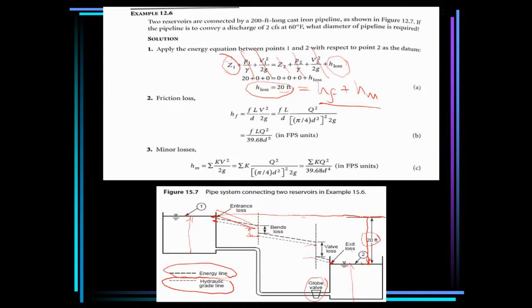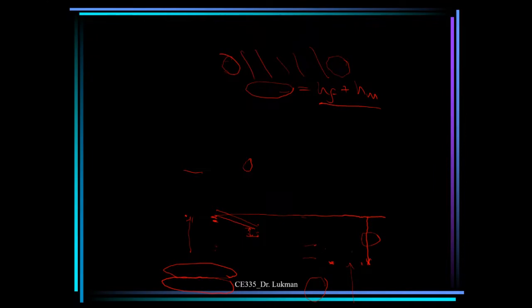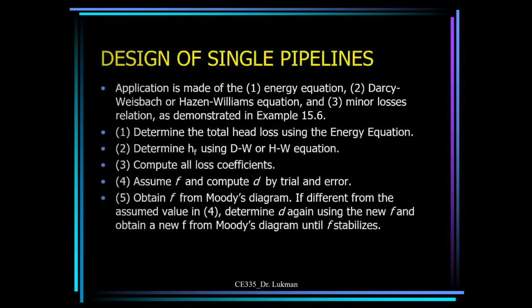So this is HF only, and then the minor losses will be the sum of the entrance loss plus bend loss plus valve loss plus exit loss, which is the summation of kV squared over 2g. So what is K for entrance loss? What is K for bend loss? What is K for valve loss? K for exit loss? To get the K values, we go to this table.